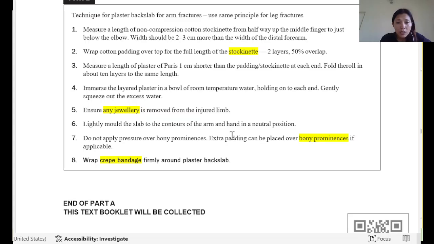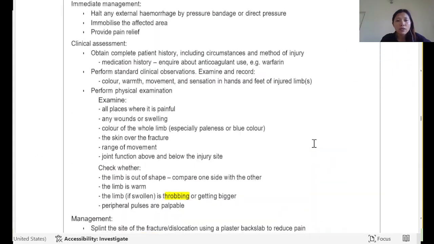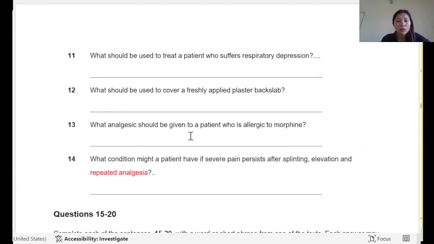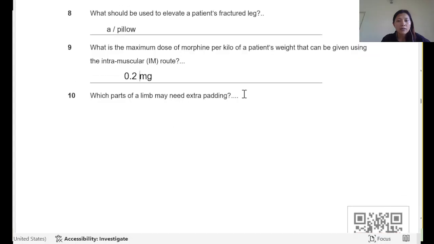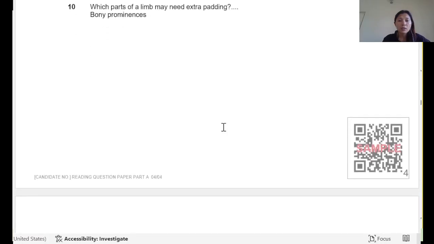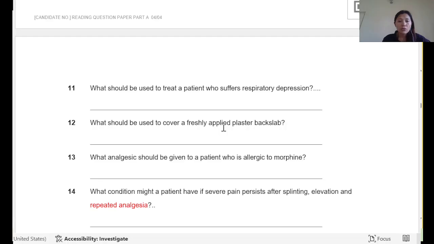Then I will read: extra padding can be placed over the bony prominences. So you can write, if applicable, extra padding in the bony prominences. Clearly you can write this answer. Which part of the limb may need the extra padding? They are talking about the bony prominences. This is the way to tackle it. And I will show you the other thing as well.